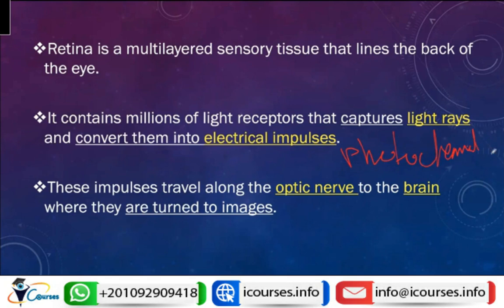So through a series of chemical reactions, an electrical current is produced in the retina, and it is transmitted through the optic nerve to the brain, where the brain will translate these electrical impulses into images. So this is simply the process of vision.